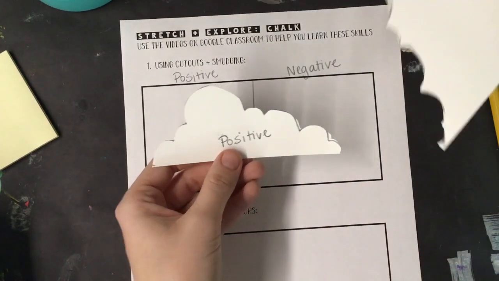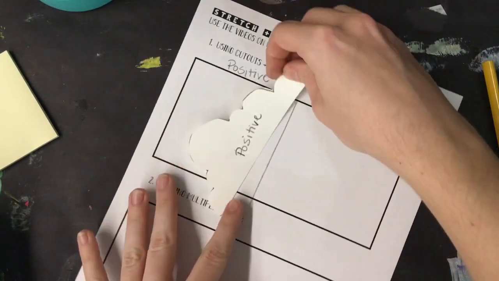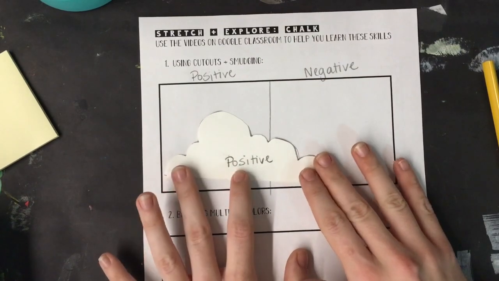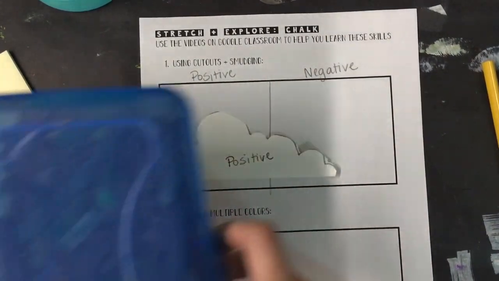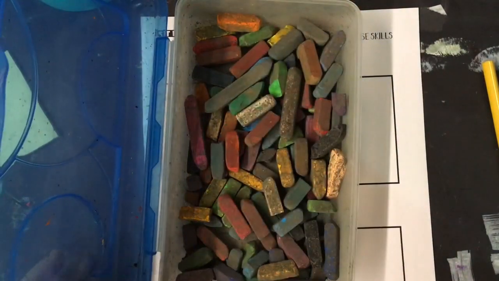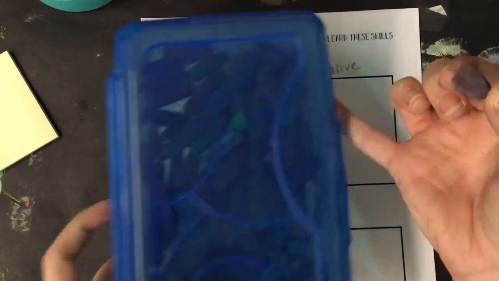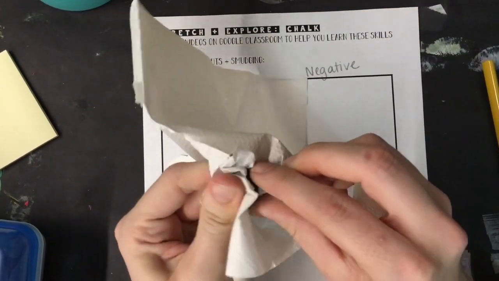Once you're done with that cloud, it's time to go ahead and grab some chalk. I'm going to think about a color that will show up in my sky. Probably want to think about contrast a little bit. And I'm going to open up that chalk bin, pick a piece. Don't worry, I know they're all a little bit dusty and dirty. Grab a paper towel and wipe off that piece.